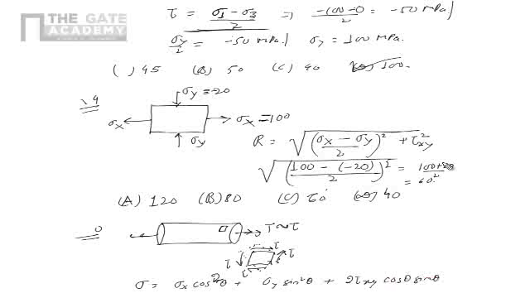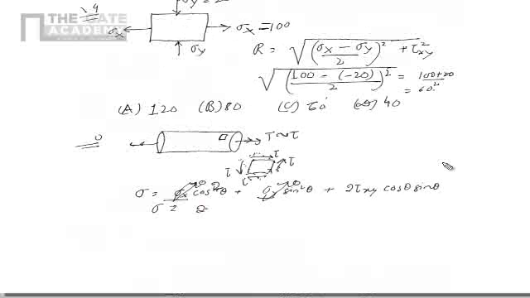This is the condition. Now in this plane there is no sigma x and there is no sigma y, so these are 0. Both of them are 0. So sigma is nothing but 2 into tau xy into cos theta, which is 1 upon root 2, into sin theta, which is 1 upon root 2, because sin theta and cos theta are both 1 upon root 2 for 45 degrees. So this is nothing but tau.